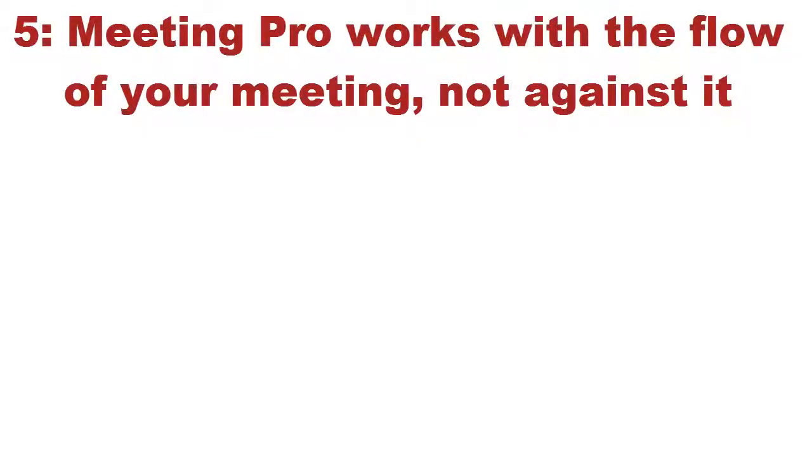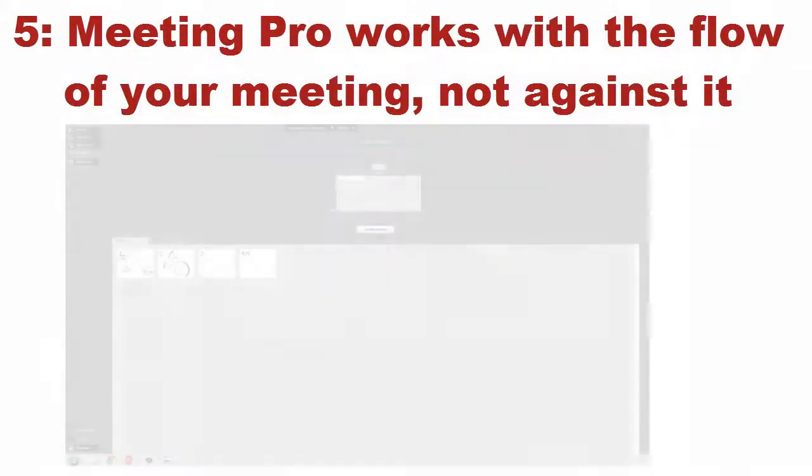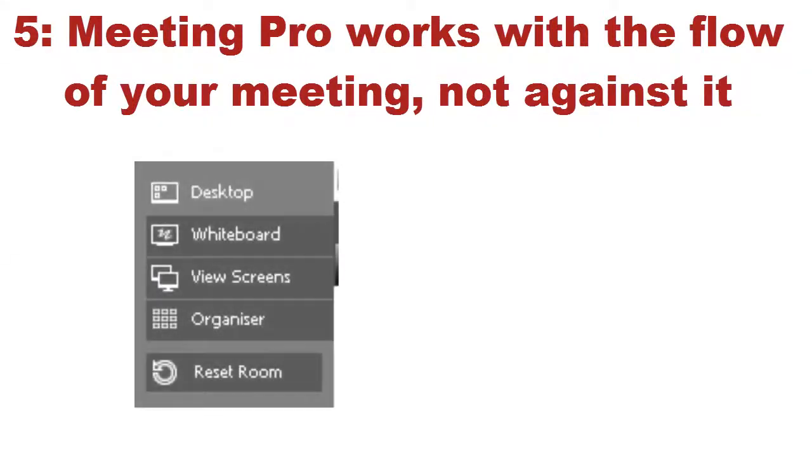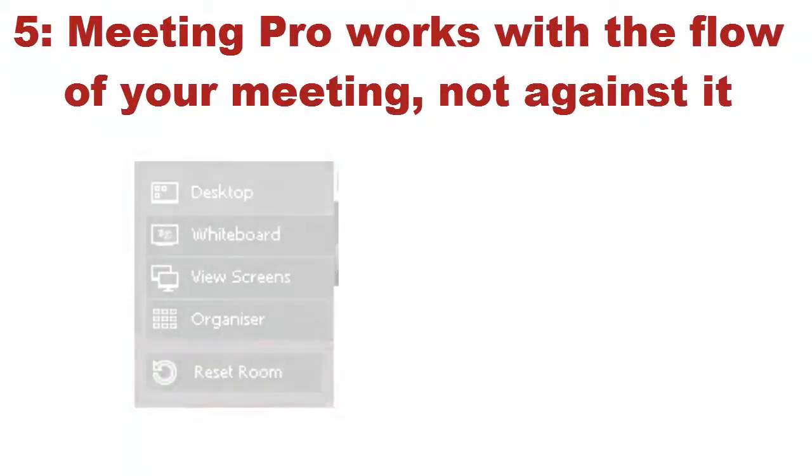Finally, Meeting Pro has been designed specifically to facilitate meetings. There is a handy organiser to allow quick switching between the whiteboard and open applications on your computer, which is particularly handy if you are using Meeting Pro with multiple displays. When your meeting is over, Meeting Pro will let you save the notes for easy distribution, and you can even email them straight away. When you select Reset Room, Meeting Pro sets itself up for the next meeting and makes sure that valuable information is saved, but not accidentally left for others to look at.